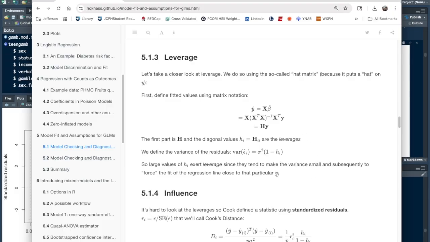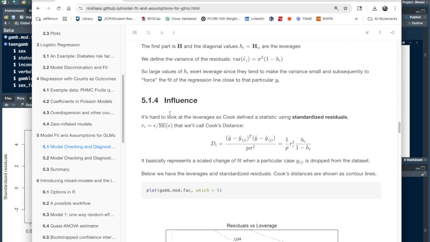Often that observation can be an outlier, usually at the sides of the plot. And so what can happen is if a point has large leverage and you delete it from the model, the fit may change substantially. It also gives us points to look at where we might have a problem with the variance assumption.